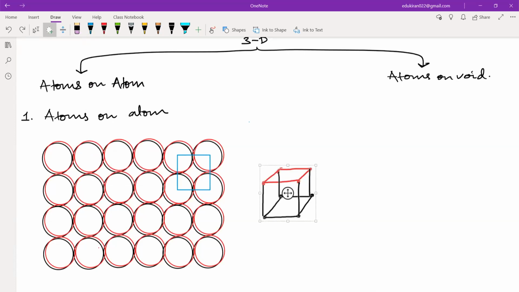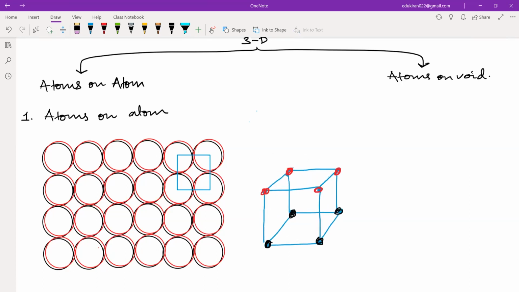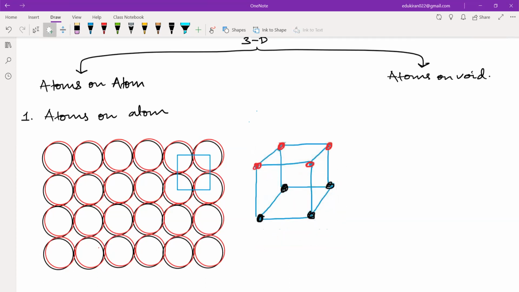Second. Label it like this: red, red, red, and red. What about others? Sarah, Hamza, Rishan. All of you can see that this is a unit cell which is a cube. Okay, so we have got a cubical unit cell.